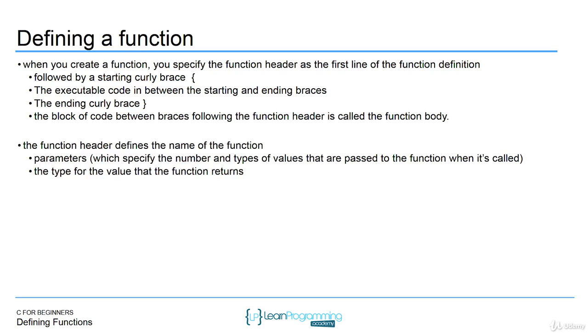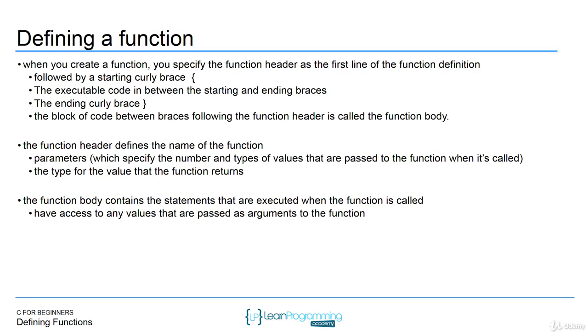The function header defines the name of the function, the parameters of the function, and the type for the value that the function returns. We're going to talk about parameters and arguments in detail, but right now you just need to know that parameters specify the number and the types of the values that you can pass as data. We mentioned that functions can return data. So in the function header you have the name of the function, the data that can be accepted by the function, and the data that's returned by the function. We're not going to focus right now on the data that can be passed or returned. We're just going to talk about creating a simple function.